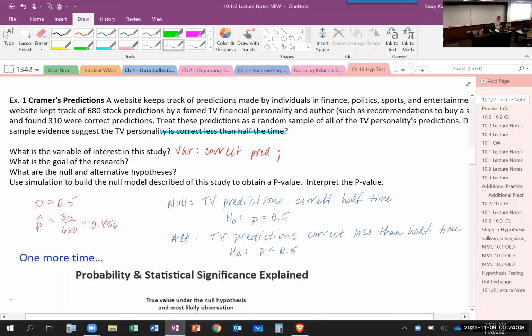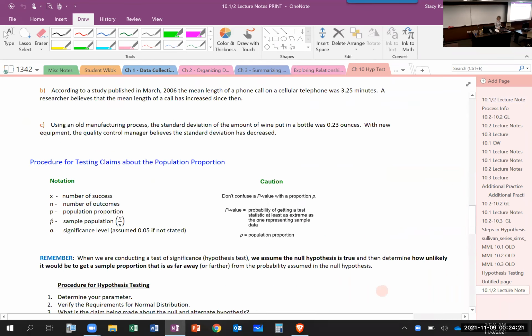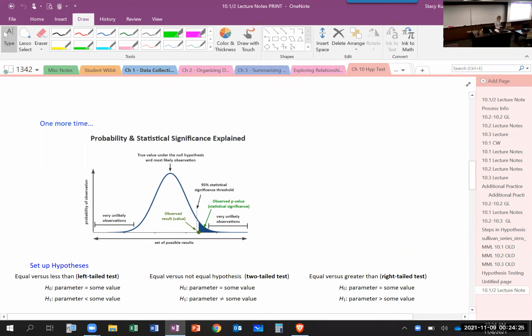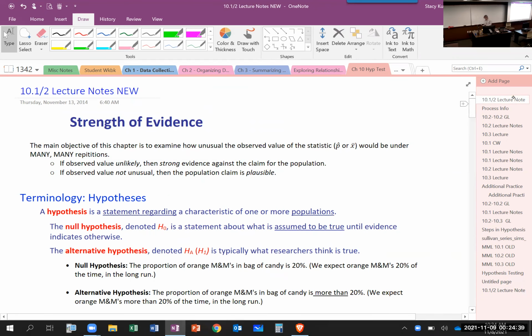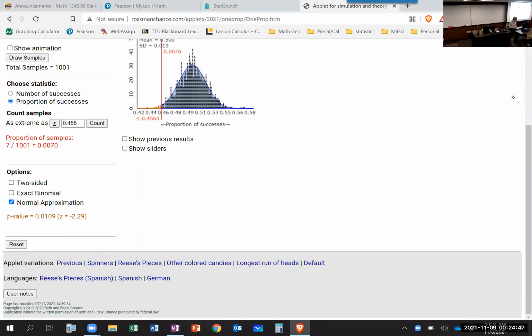One of the ways that that would look, or what that sounds like when you're interpreting it, says that, assuming, okay, and we'll go back to that screen really fast, assuming that the TV personality is correct half of the time, you would expect to observe 310 out of 680 predictions in only about 1 out of every 100, excuse me, if it was 0.101, 1 out of 100 repetitions of the study. That's all it means if we're trying to interpret our p-value.